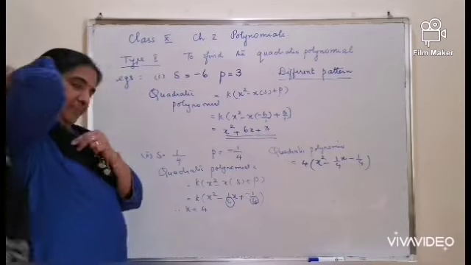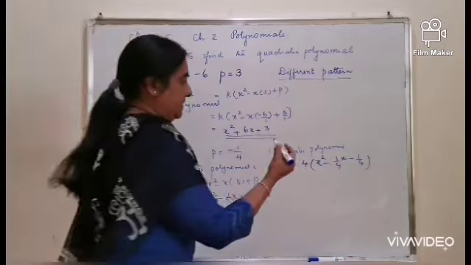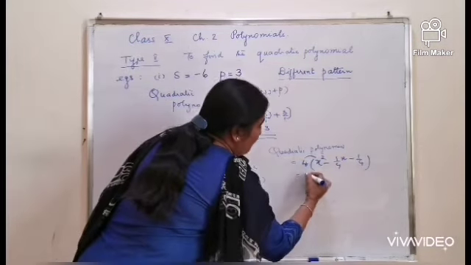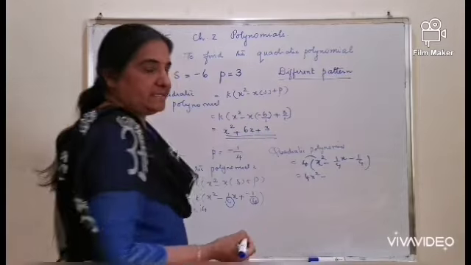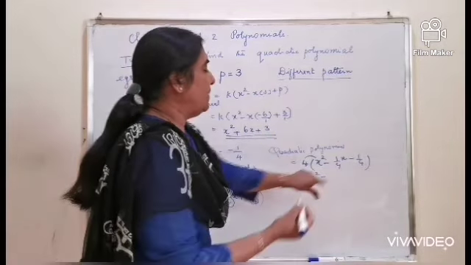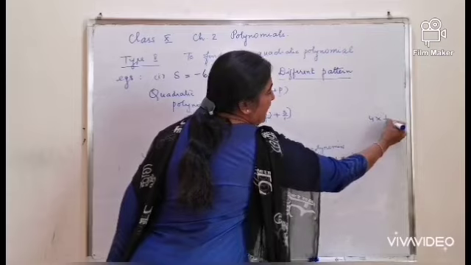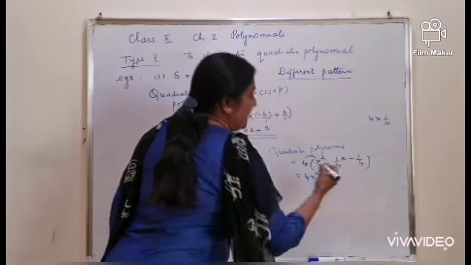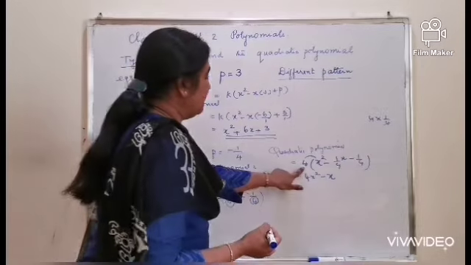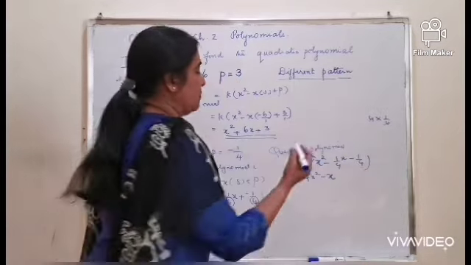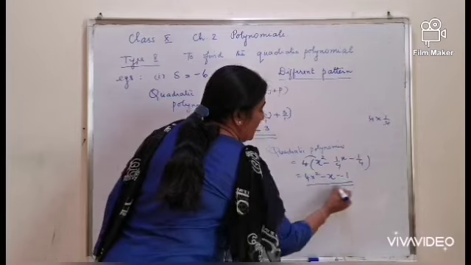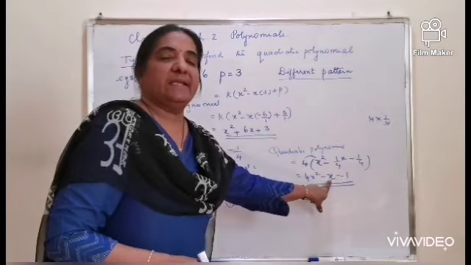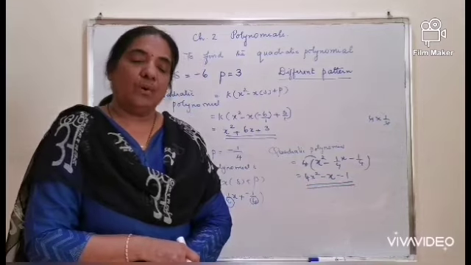How to expand it? Each term should be multiplied with 4. 4x square minus 4 into 1 by 4. 4 times 1 by 4 is 1, so it is x. Again, 4 into 1 by 4 is 1, minus 1. Thus, the quadratic polynomial is 4x square minus x minus 1.